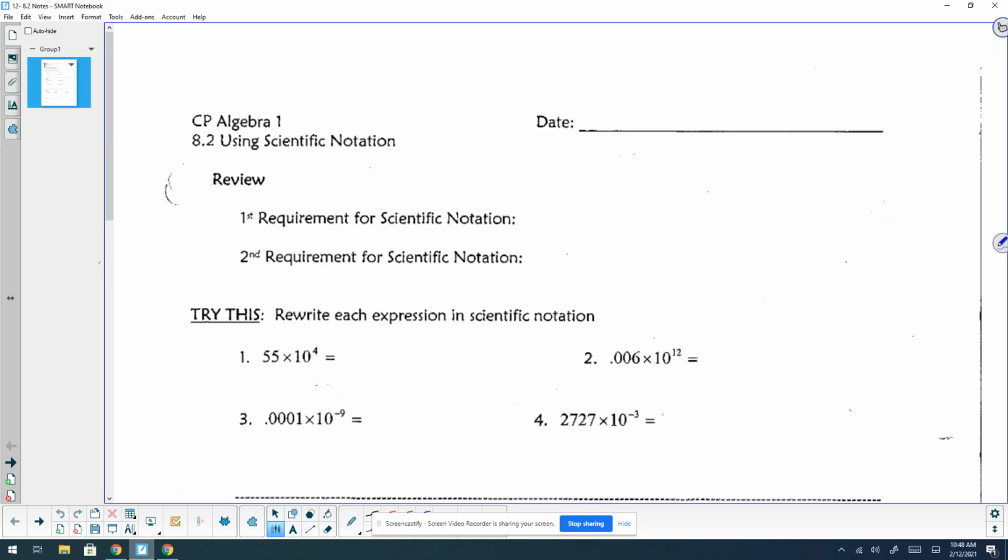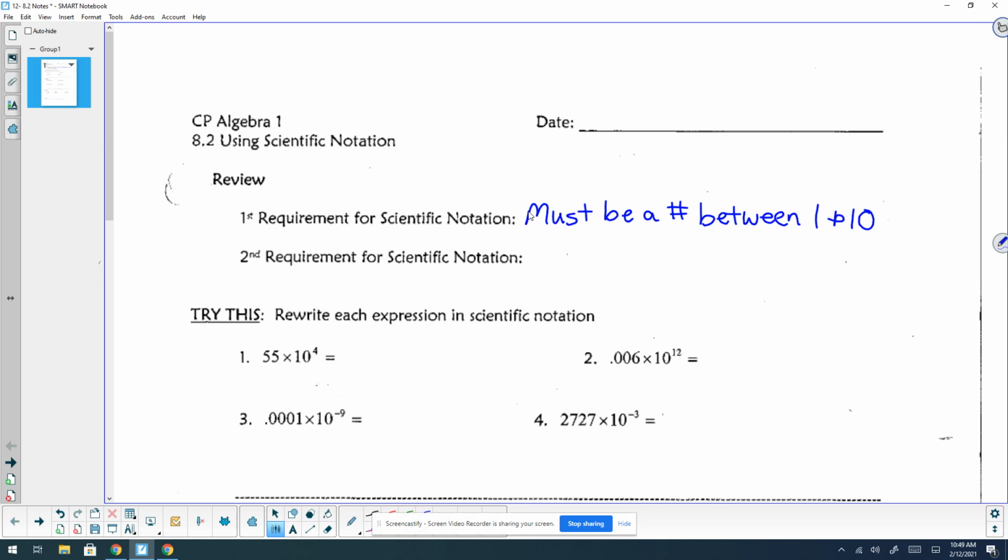It is 8.2, using scientific notation. A little review. There are two requirements for scientific notation. The first is it must be a number between 1 and 10. So it can be 1.0 all the way up to 9.999999999. You can only have one digit to the left of the decimal.